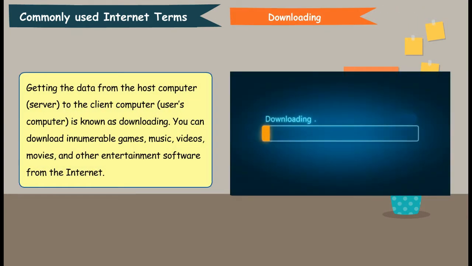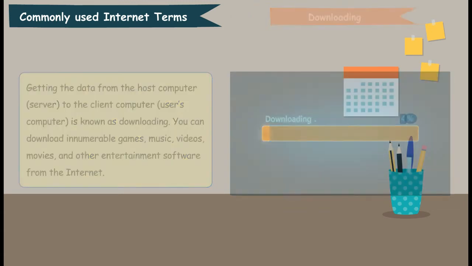Downloading. Getting the data from the host computer, that is the server, to the client computer, that is the user's computer, is known as downloading. You can download innumerable games, music, videos, movies, and other entertainment software from the internet.